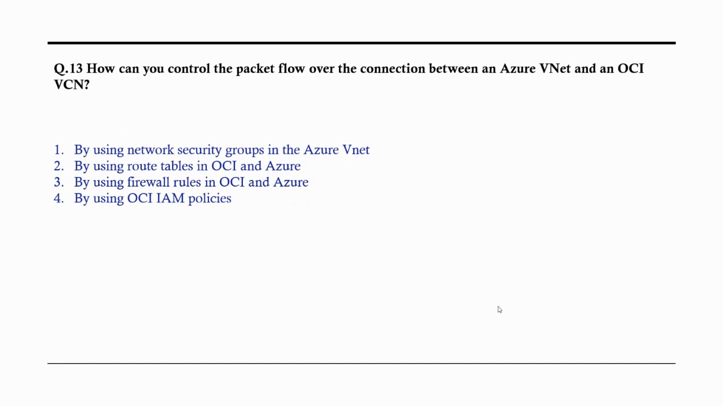Question 13. How can you control the packet flow or the connection between the Azure VNet and OCI VCN? So this is a very tricky question because, from my point of view, there are three options. The first, second, and third, all three answers are right. But out of the three, the most suitable answer is answer 2, by using a route table in OCI and Azure.